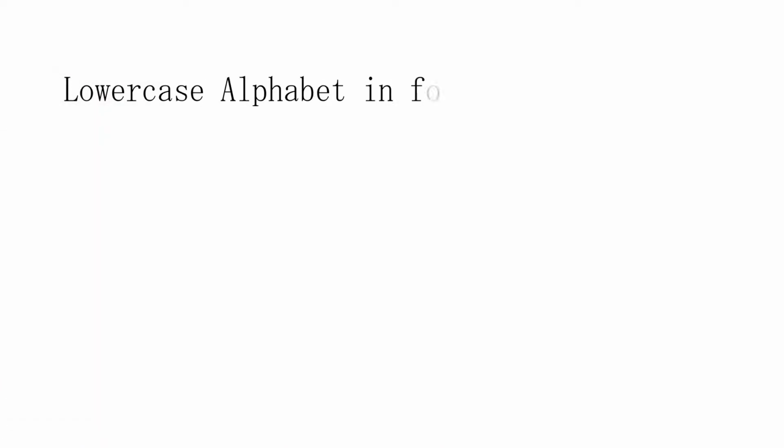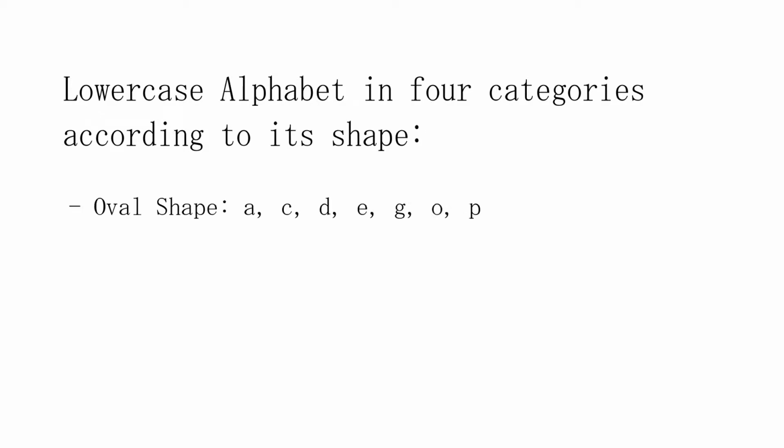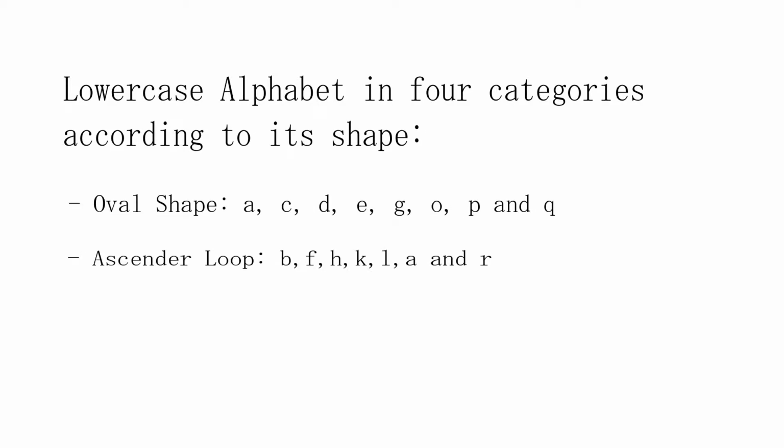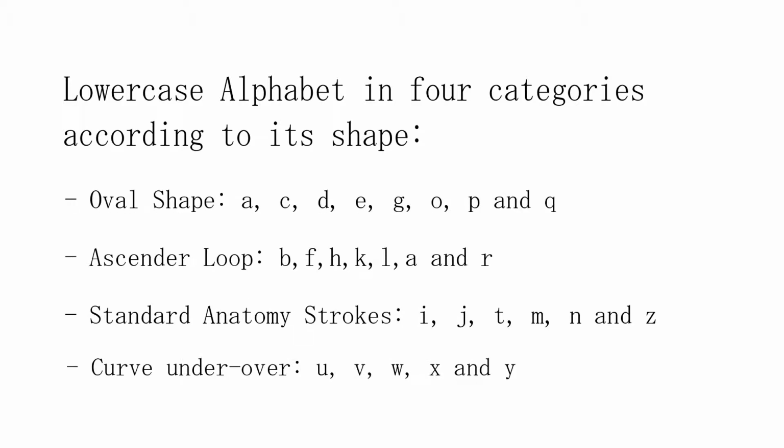I'm going to break down the lowercase alphabet in 4 categories according to its shape: oval shape, cylinder loop, standard anatomy loop, curve over under. Let's break down all the letters that are formed from an oval shape, like these ones.